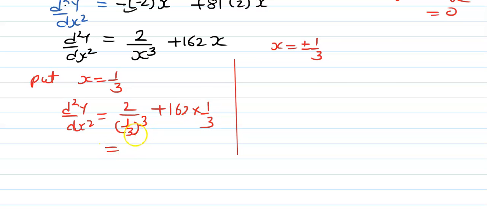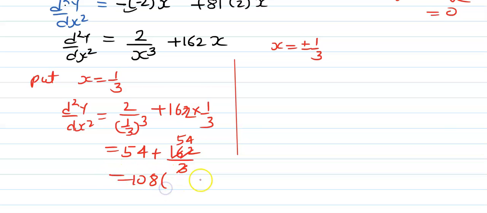So it will be 1 over 27, and 27 is going up, so it will be 54 plus 162 over 3. And you can simplify it. So if you add, 54 plus 54 is 108. Is it positive or negative?